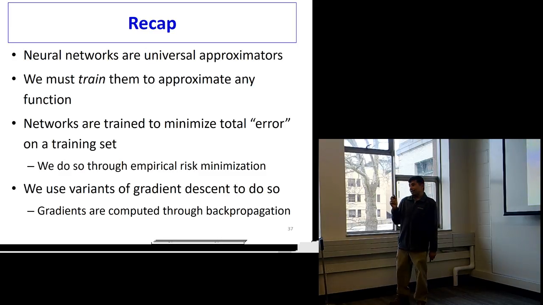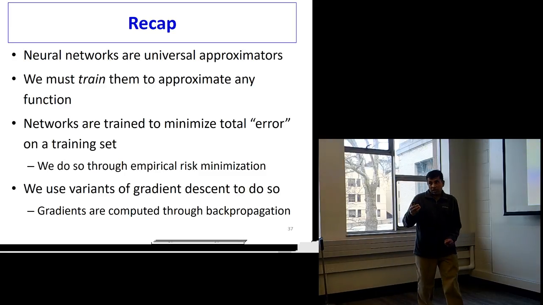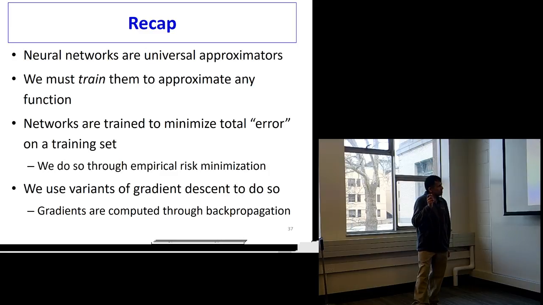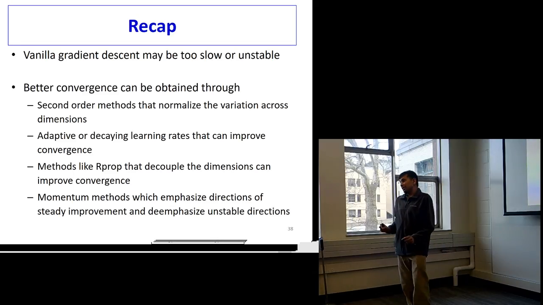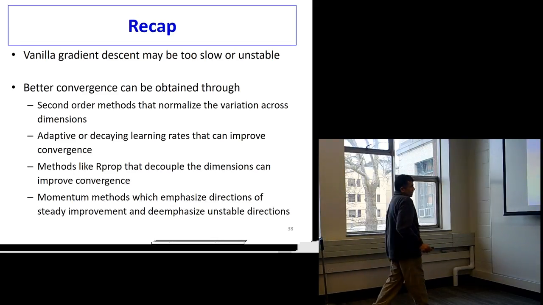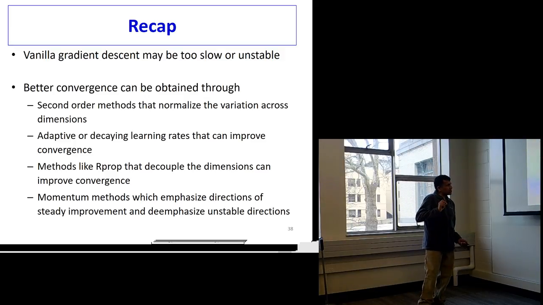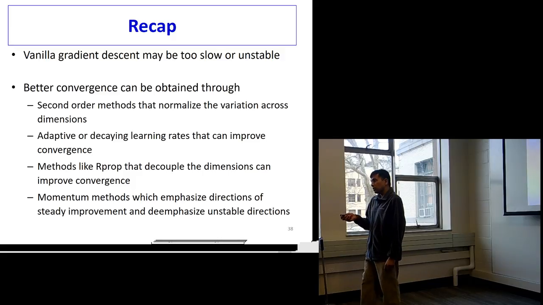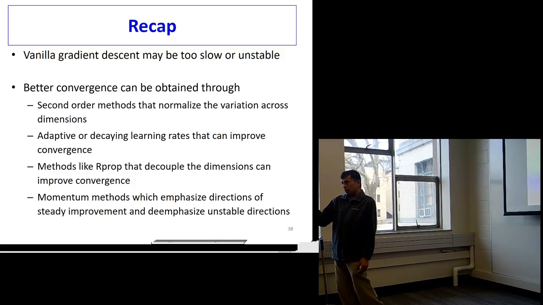And vanilla gradient descent may be too slow or too unstable. So better convergence can be obtained through second order methods that normalize the variation across dimensions. And adaptive or decaying learning rates can improve convergence. Methods like R-prop that decouple the dimensions can improve convergence. And momentum methods, which emphasize directions of steady improvement and de-emphasize unstable directions, also improve convergence. This is what we've seen so far.